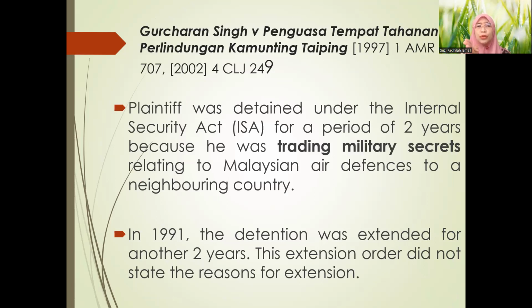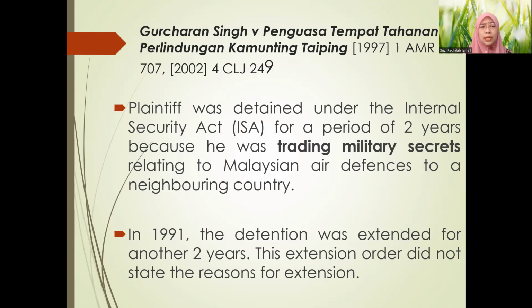What happened in Gucharan Singh? This is the full citation, you can find it in All Malaysia Reports as well as in CLJ. Gucharan Singh and Penguasa Tempat Tahanan Perlindungan Kamunting, Taiping. The plaintiff here, Gucharan Singh, was detained under the ISA, the Internal Security Act, which has since been repealed. He was detained for a period of 2 years. Usually that's the first period, and then it could be renewed with no limitation. Technically, a person can be detained forever.